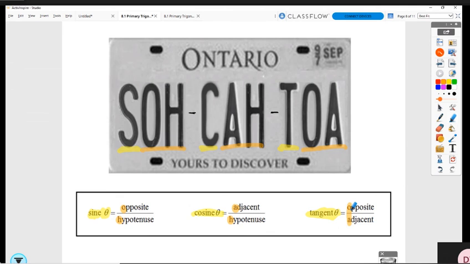SOHCAHTOA will become a very, very, very useful tool. If you thought the Pythagorean theorem was super useful, this is probably 55 times more useful. You're going to love it. It helps us solve so many problems that the Pythagorean theorem just couldn't quite do for us. This is the thing that's going to do it.